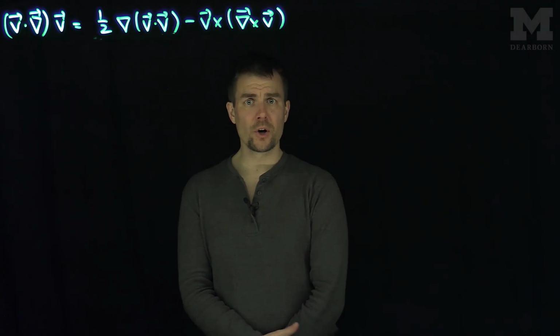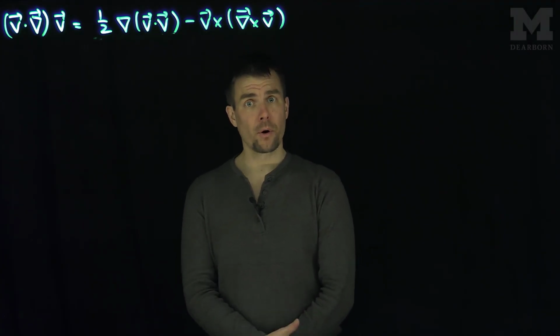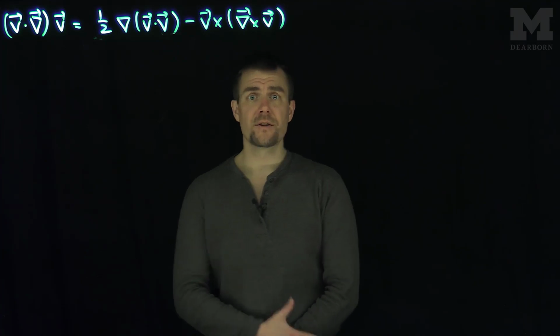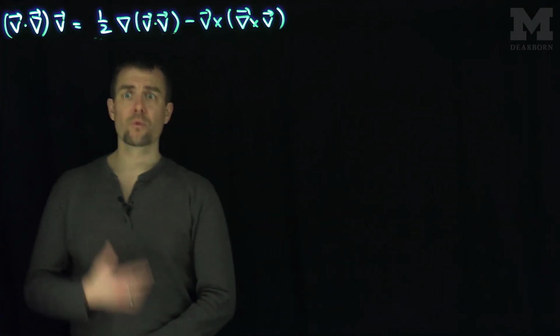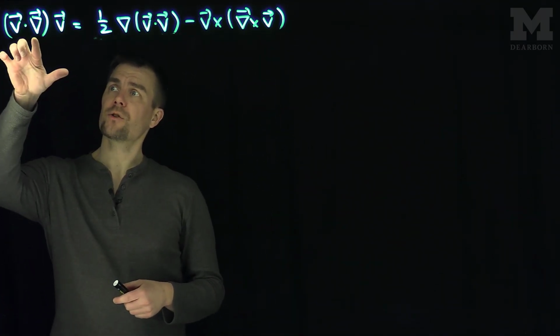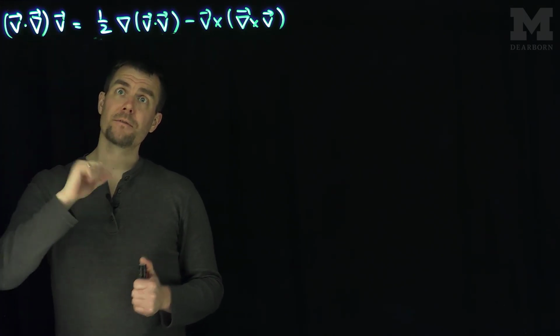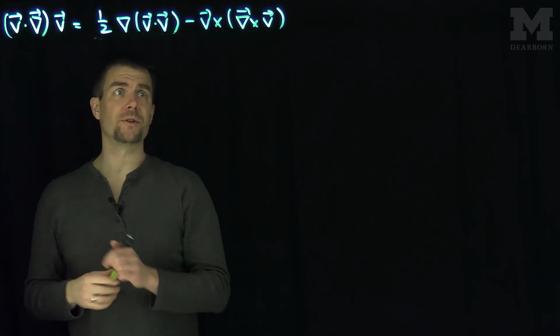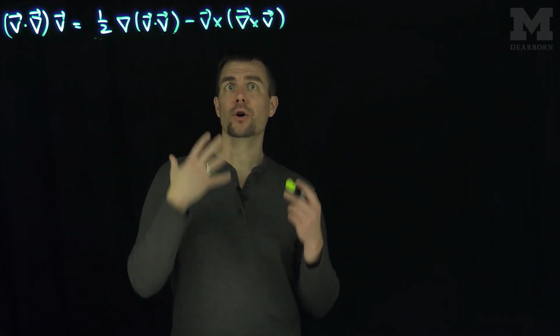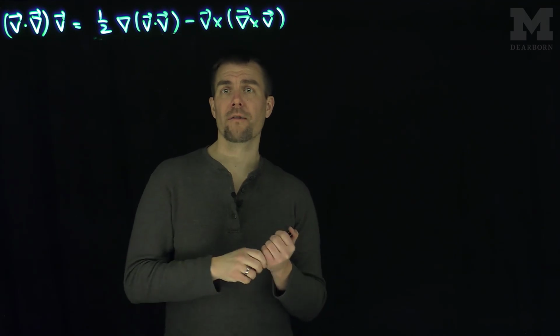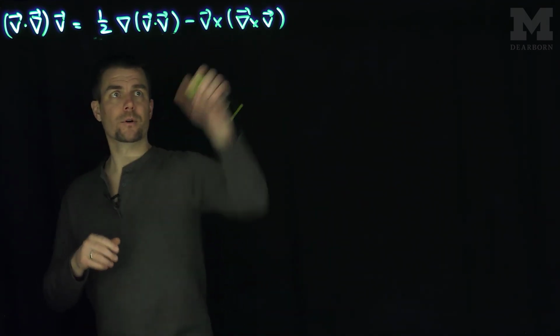Hello students, in this video we'll prove a vector identity for a component of the convective derivative that's seen in the Navier-Stokes equations. In particular, we'll be interested in showing that the directional derivative in the direction of a vector field v of the vector field v itself is 1/2 the gradient of the norm of v squared minus the cross product of v with the curl of the vector field.